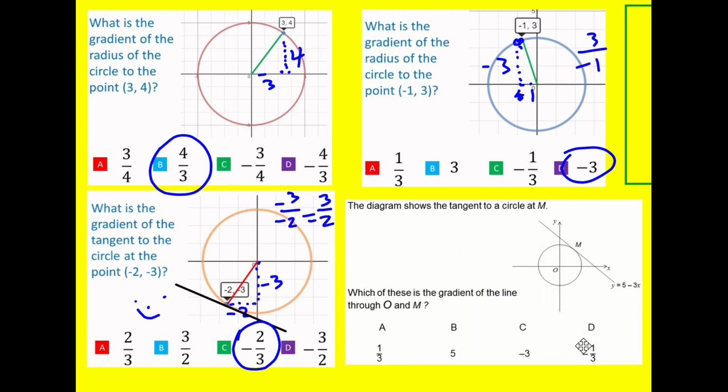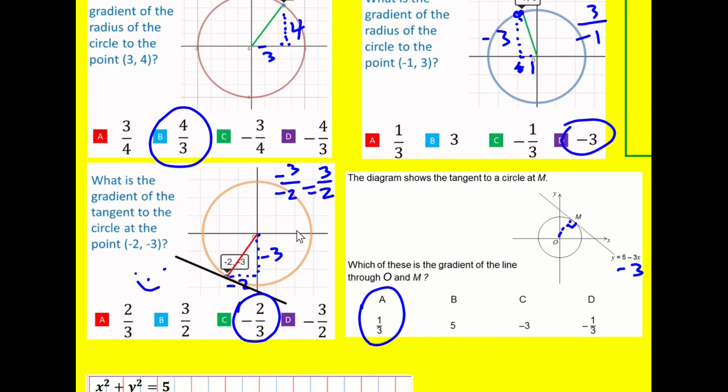Okay, then finally, which of these is the gradient of the line through O and M? I've got a tangent. What's the gradient of the line through O and M? Okay, the gradient of the tangent is actually given in this case. This is like a reverse kind of problem. If I gave you the gradient of the tangent, could you work back to the gradient of this radius? So I've got minus 3 here. Remember, they are perpendicular, so it's a negative reciprocal. It's going to be 1/3.